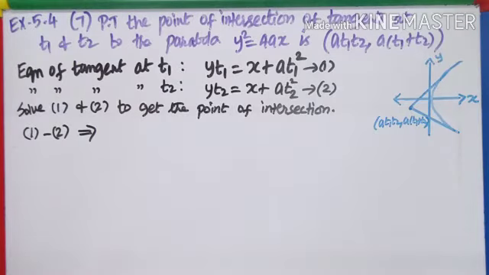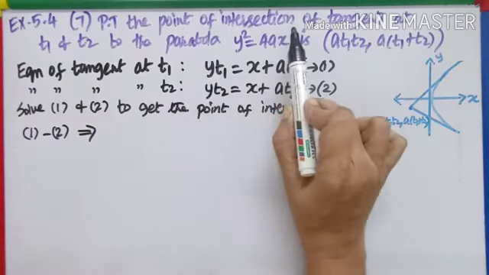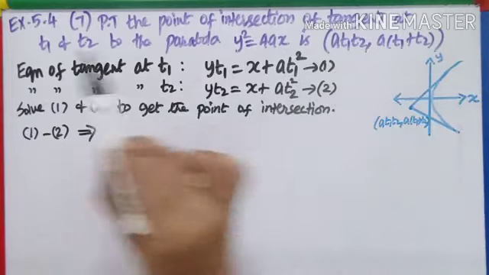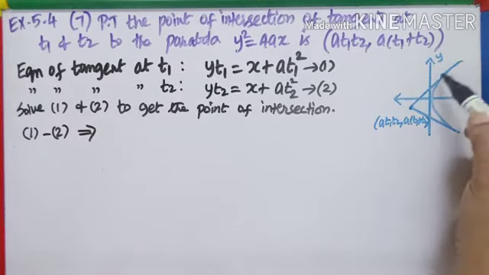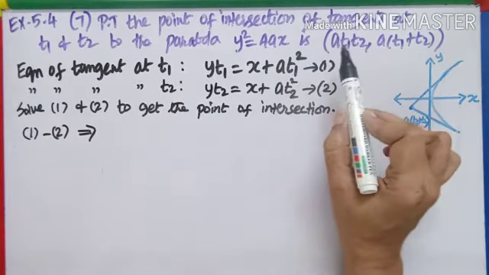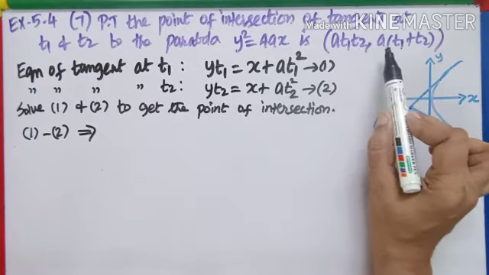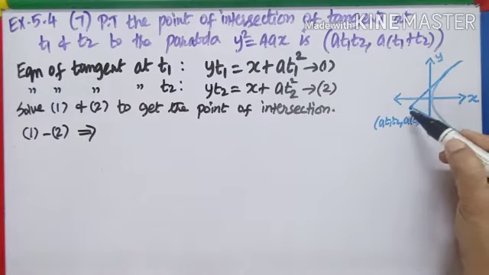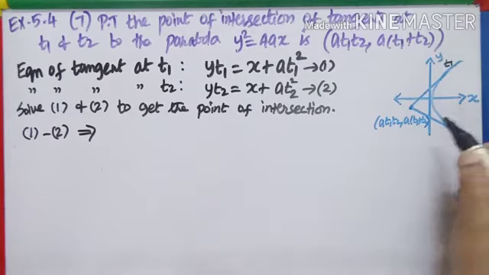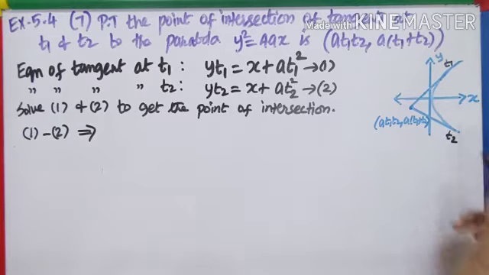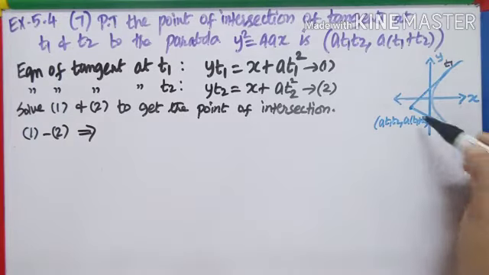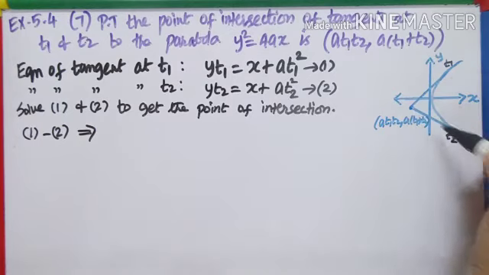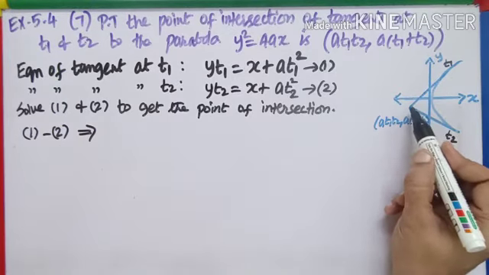Exercise 5.4, question number 7. Prove that the point of intersection of tangents at T1 and T2 to the parabola is a T1 T2, a (T1 plus T2). So here we have drawn a tangent at T1 and another tangent at T2. When they intersect, find the point of intersection.